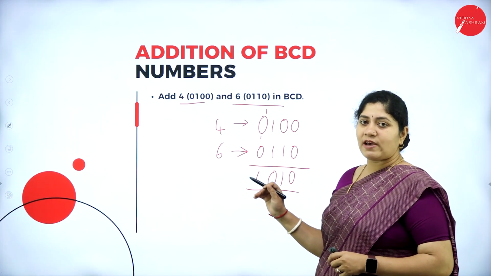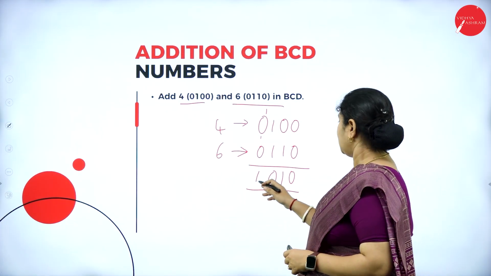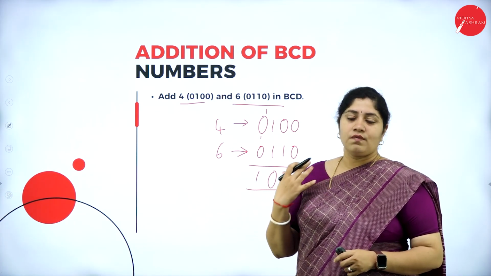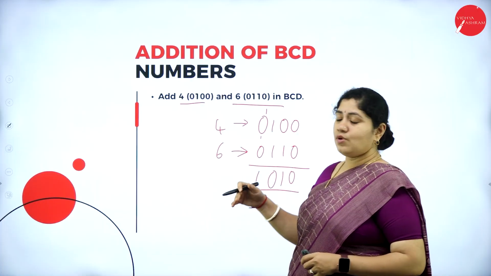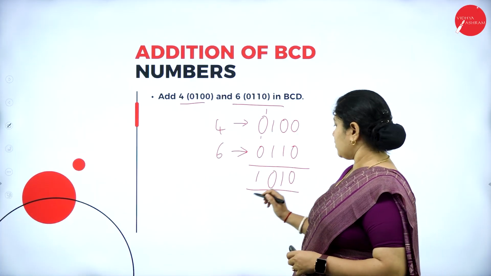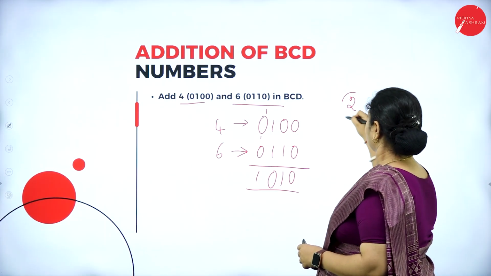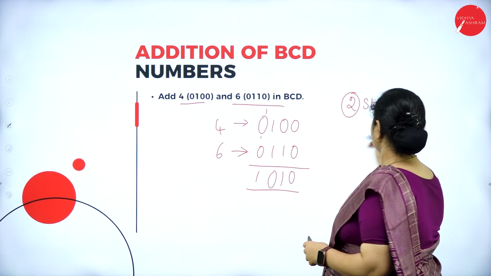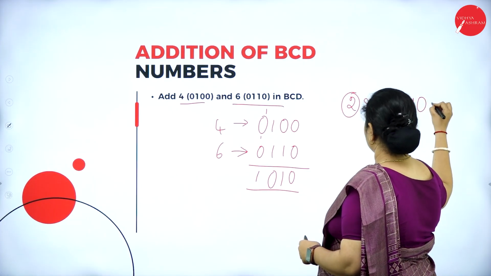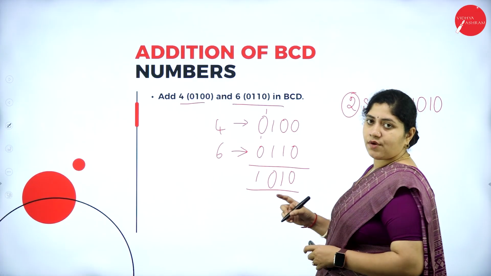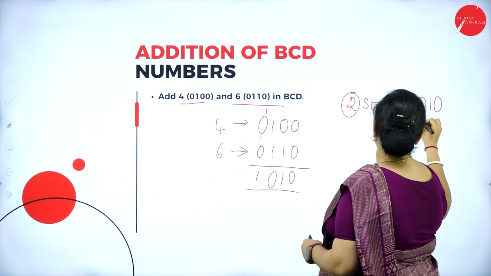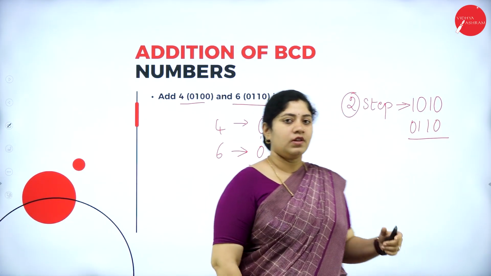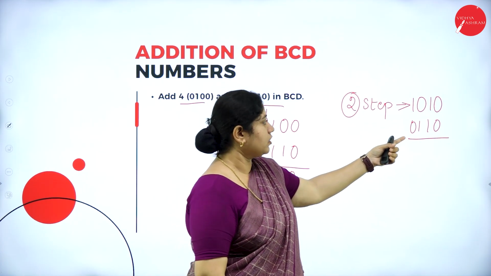Now, let's check, is this value greater than 9? It's 8 plus 2, 10. Yes, absolutely, it's greater than 9. So, what we have to do? We have to add a 6 to this number, okay? So, this is the second step. What's that? I have to consider this, that's 1, 0, 1, 0 and I have to add a value 6. It means 4 plus 2 followed by 2 zeros. Now, let's simplify this and check what we get over here.